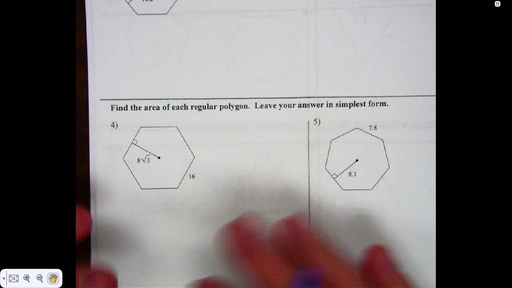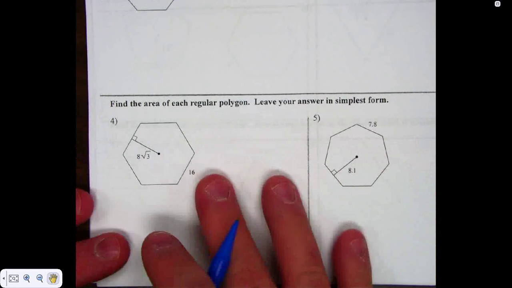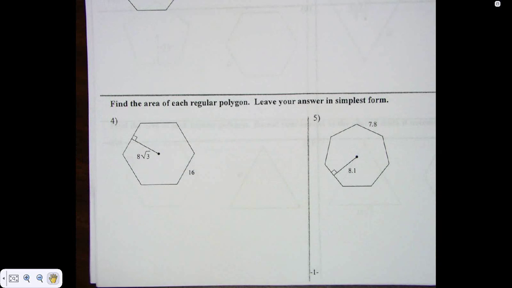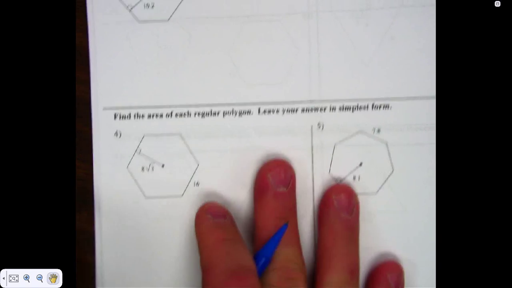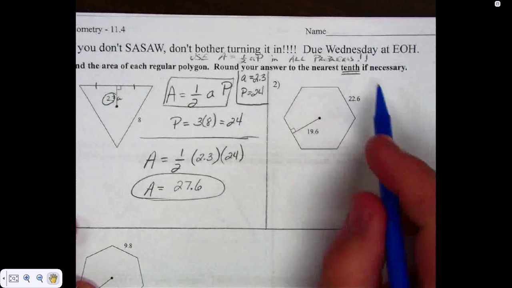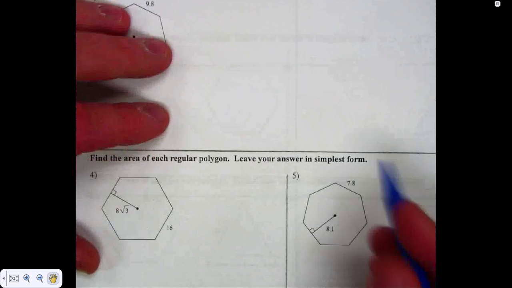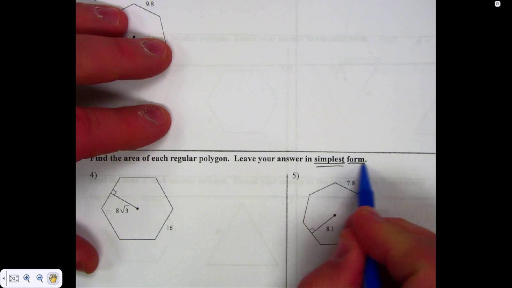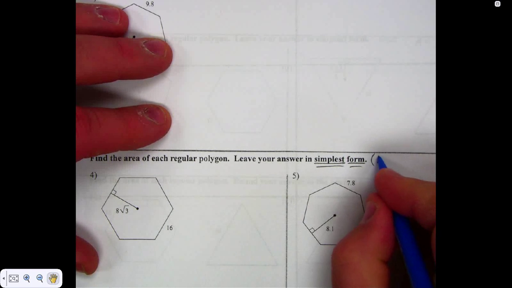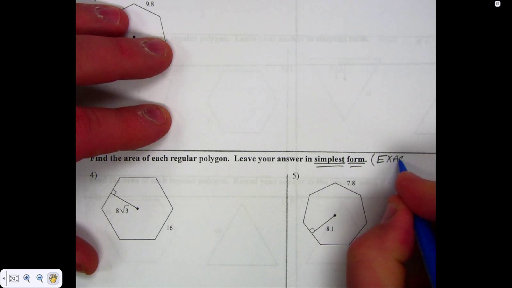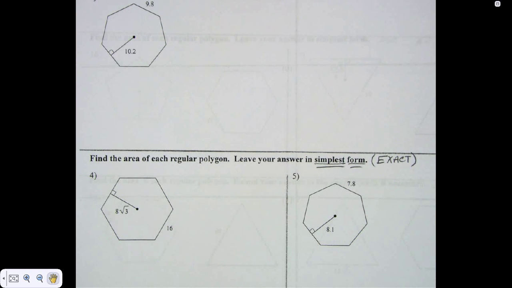You'll notice they get progressively harder as we go along, and you need to notice the difference. I've also given you 2 types of directions here. In this one, round to the nearest what? 10. Here this says just in what? Simplest form. Beside all the ones that say this, I want you to put in parentheses, exact. So what does this mean? I'm going to leave square roots in there, and there's not going to be any pies.